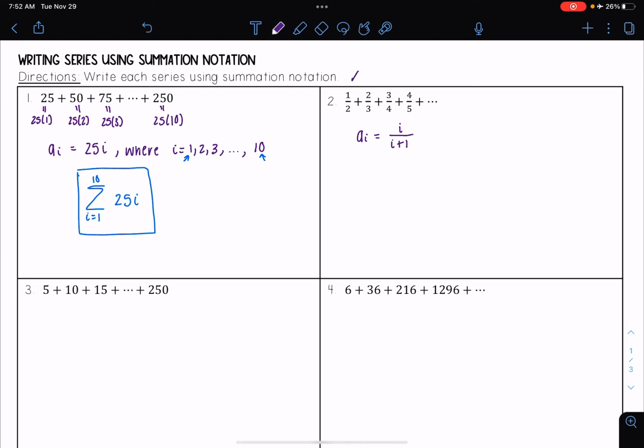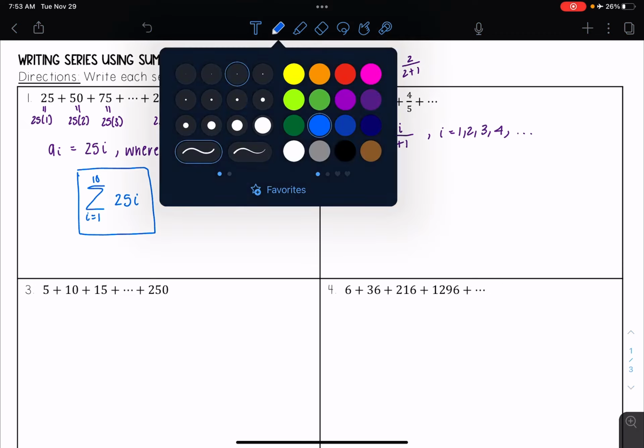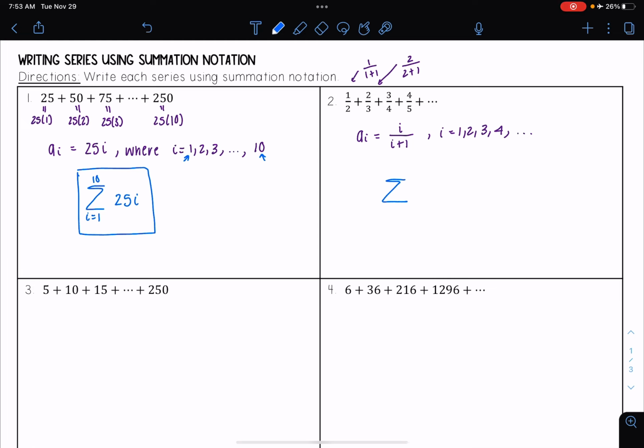And I see that with this first one, I have 1 over 1 plus 1. This next one is 2 over 2 plus 1, and so on, where i is equal to 1, 2, 3, 4, ... So in other words, writing this in summation notation, I have my pattern that goes to the right, so i over i plus 1. My lower limit of summation is where I'm starting. I'm starting at i is equal to 1. And since this is an infinite series, the upper limit is infinity.